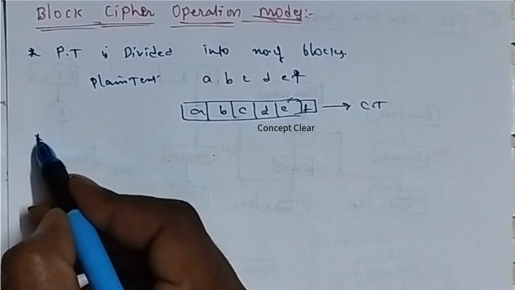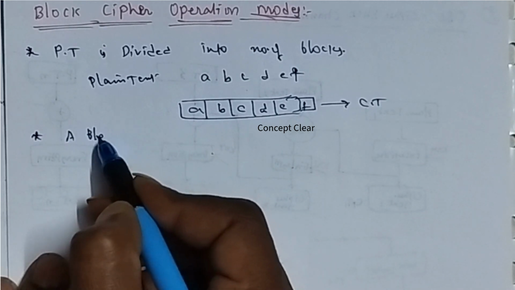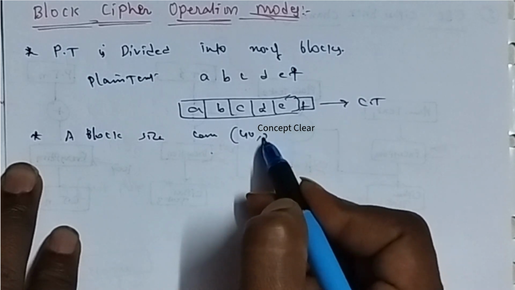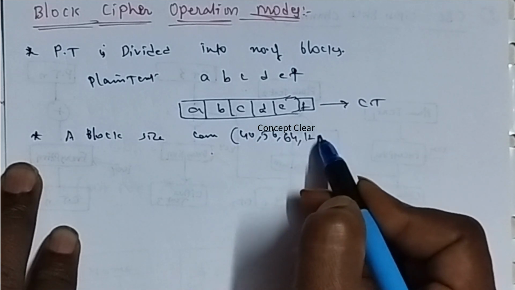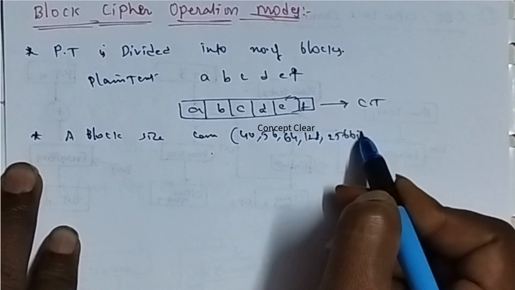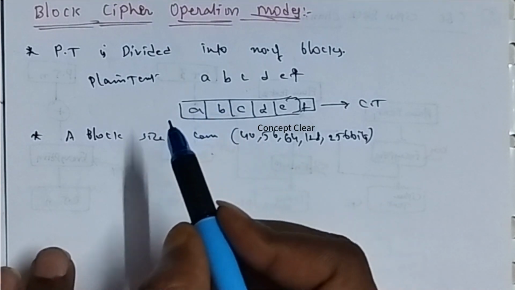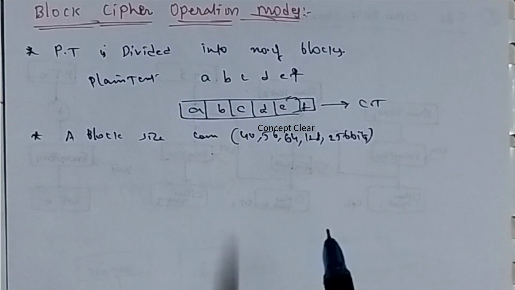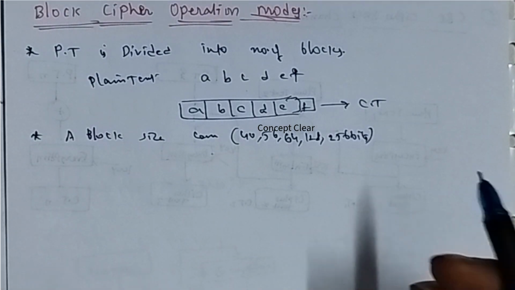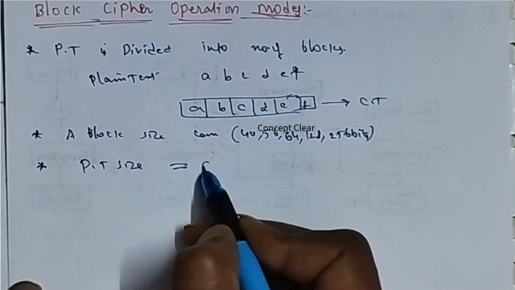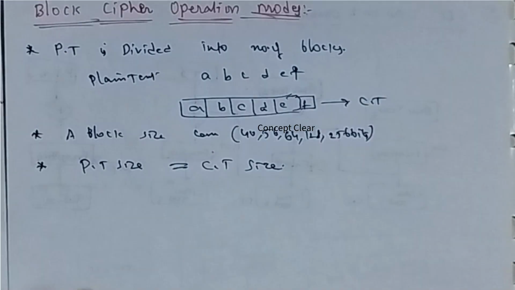Here a block size can be 40, 56, 64, 128, 256. According to this, the blocks will be divided. Clear? The plain text block size is equal to the cipher text block size. The original plain text size will be divided into a number of blocks. The plain text size should be equal to the cipher text size in a block cipher.